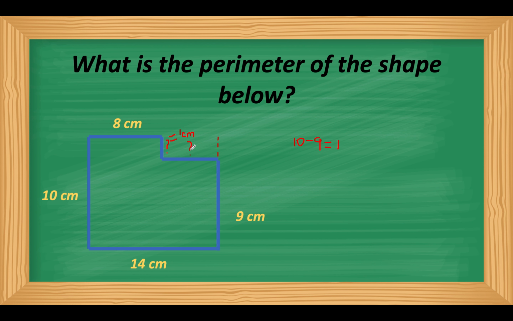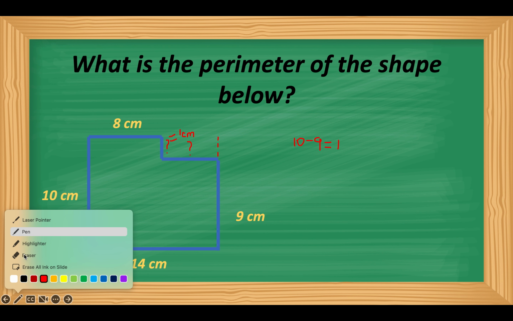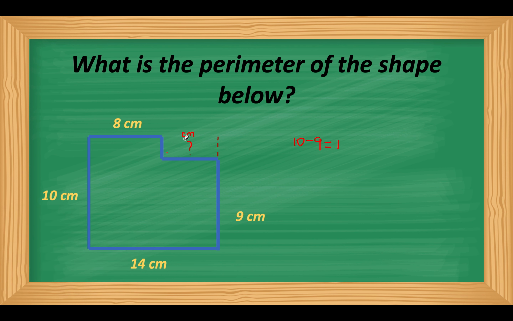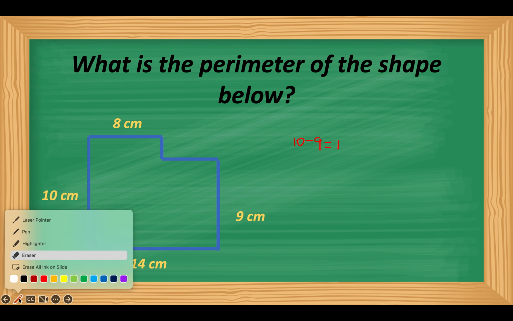Now for the second question mark, now this line, it's going across, it's going horizontal, right? So we're going to look at all the lines in this figure that are going horizontal. In this case, we have 14 centimeters and we have 8 centimeters. Now, for us to identify this, we can use the same concept. Let me erase what's here. So we can use the same concept, right?